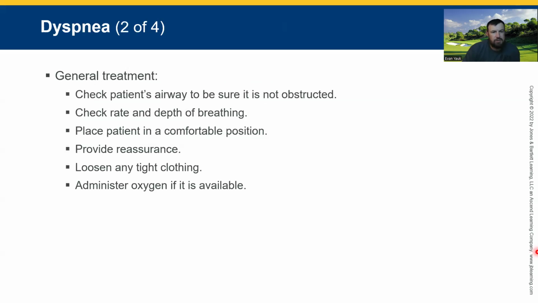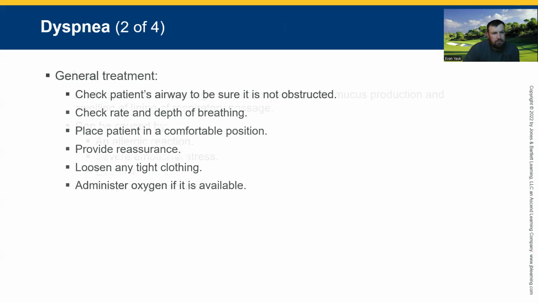General treatment. So we want to check that patient's airway to be sure that it's not obstructed. Check rate and depth of breathing. I've preached that and preached that. Place patient in a comfortable position, provide reassurance, loosen any tight clothing. We want to make sure that they have absolutely nothing holding in their ability to get good chest rise and fall. Nothing is affecting around their throat, any of their airway. We want everything open and accessible. Administer oxygen if it is available.